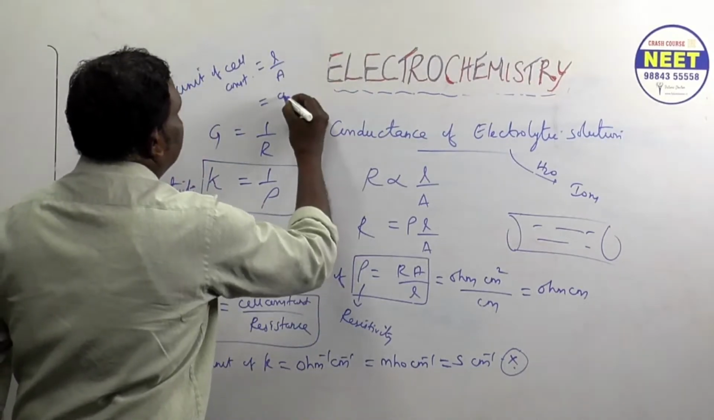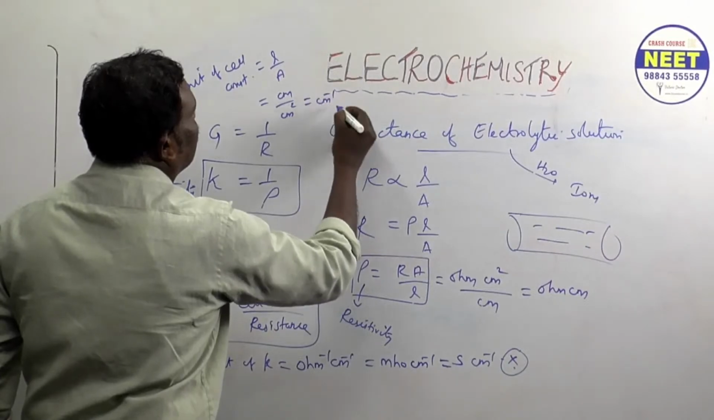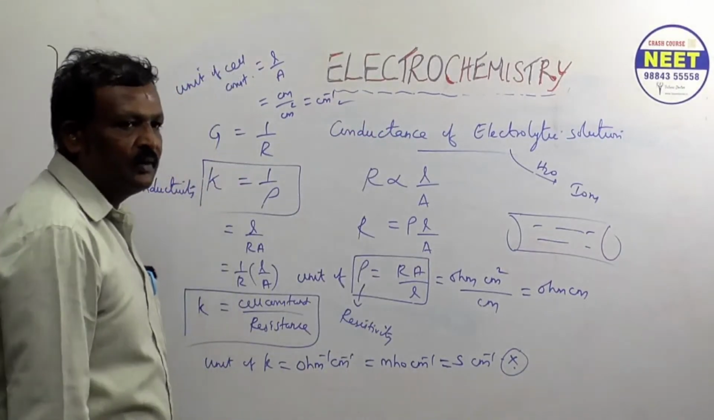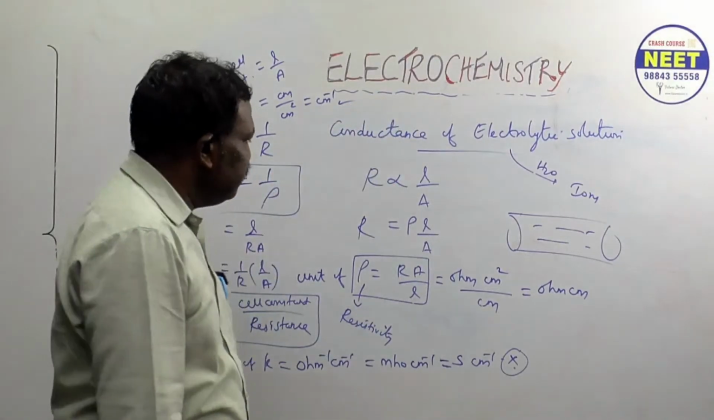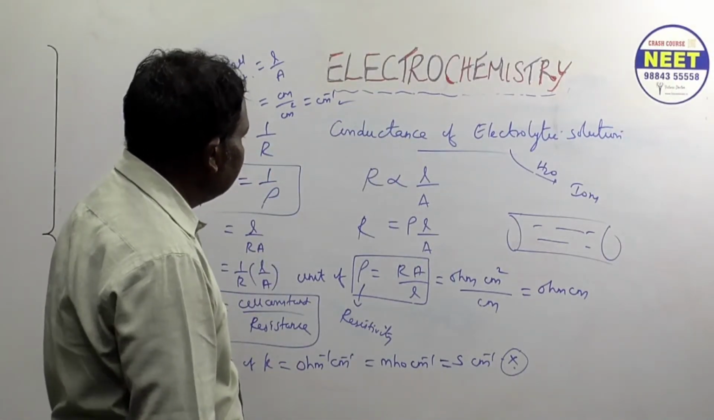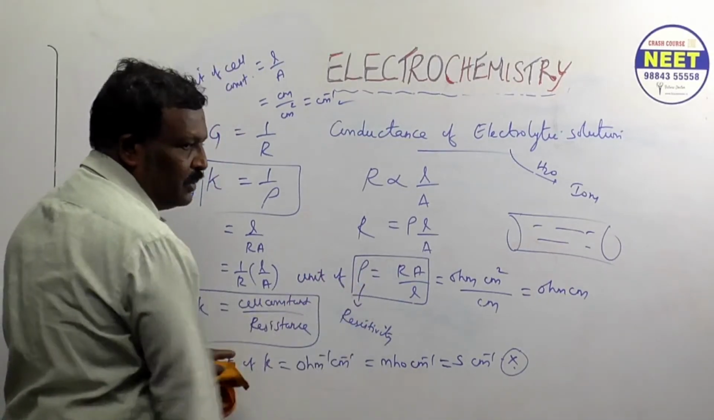This is centimeter, means what? This is centimeter square. So the unit is centimeter inverse or meter inverse, we can say. Memorize the formula. Based upon any questions coming, you will be able to answer all this.